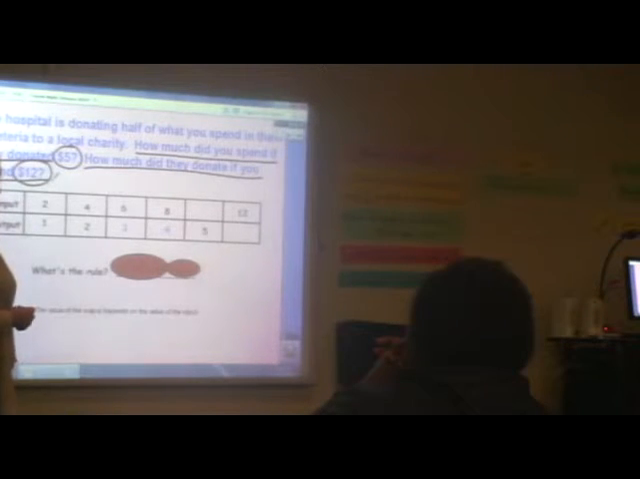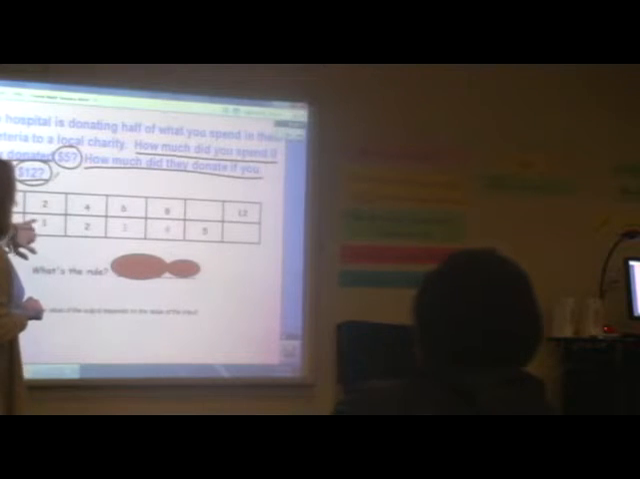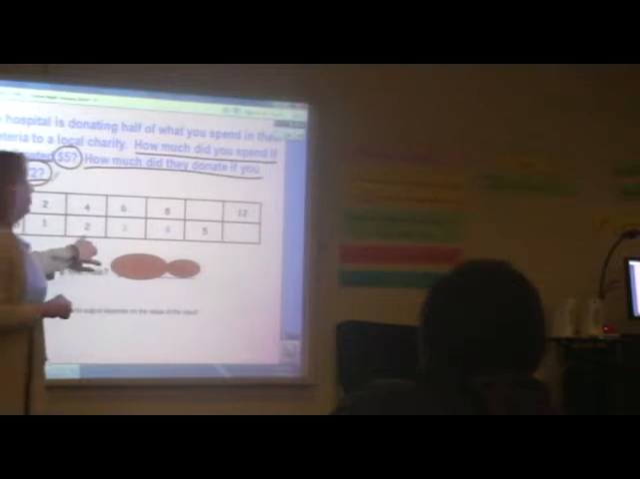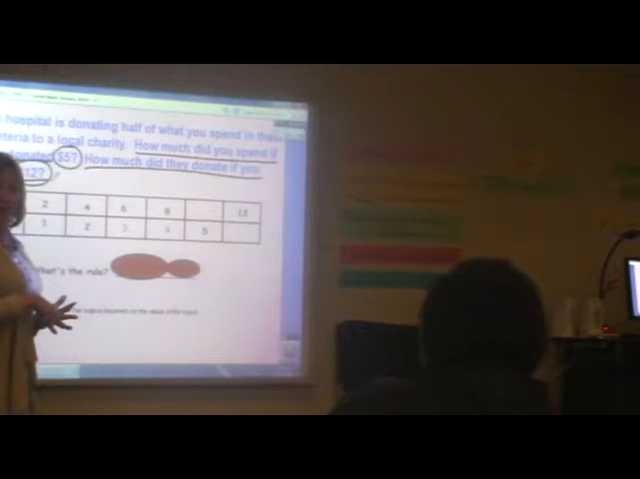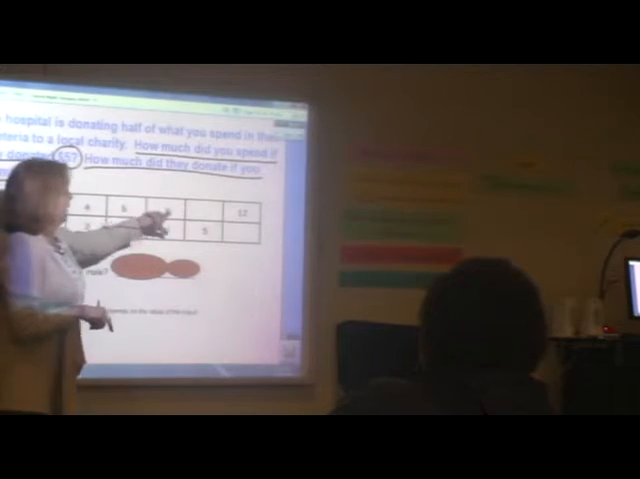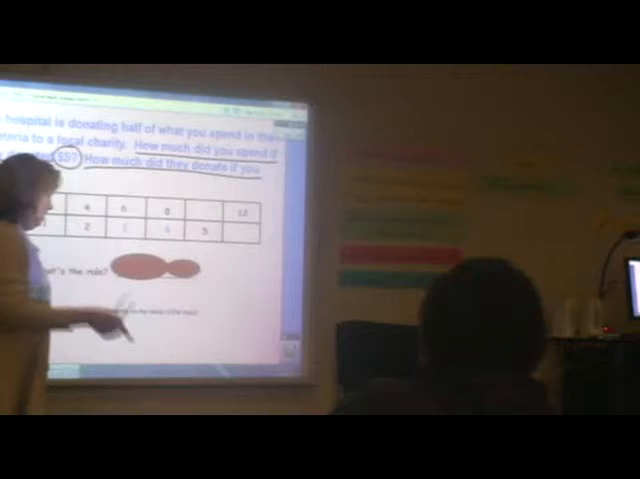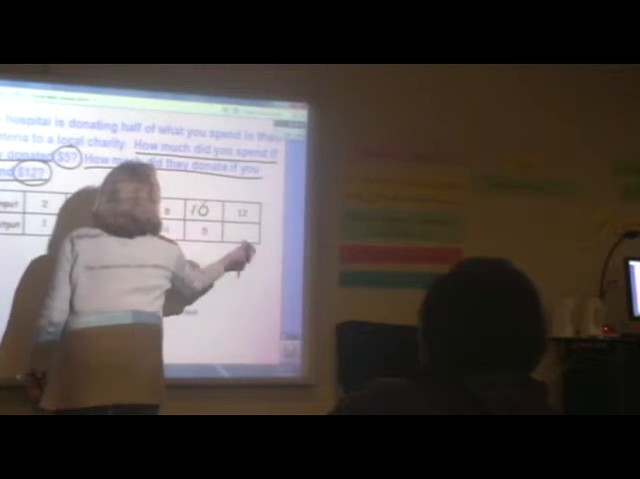2 times 2. Okay, the top number is bigger than the bottom, so I know I've got to be doing either subtraction or division, right? I know it's not subtraction, we checked that one out. Okay, if I were hopping 2, 4, 6, 8, what would come next? 10. Okay, 6 and 6.